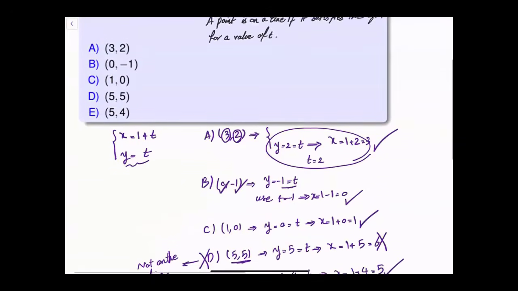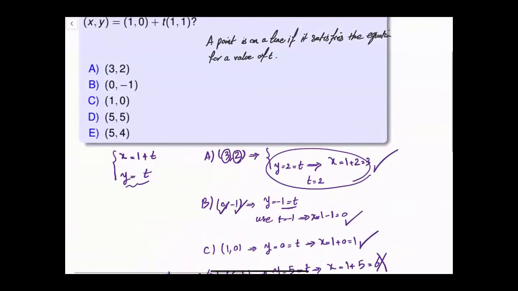So when you go with the parametric equations, you have to do this kind of work. Use one of the components to find the value of t, plug it into the other equation, and see if that gives you the same value.